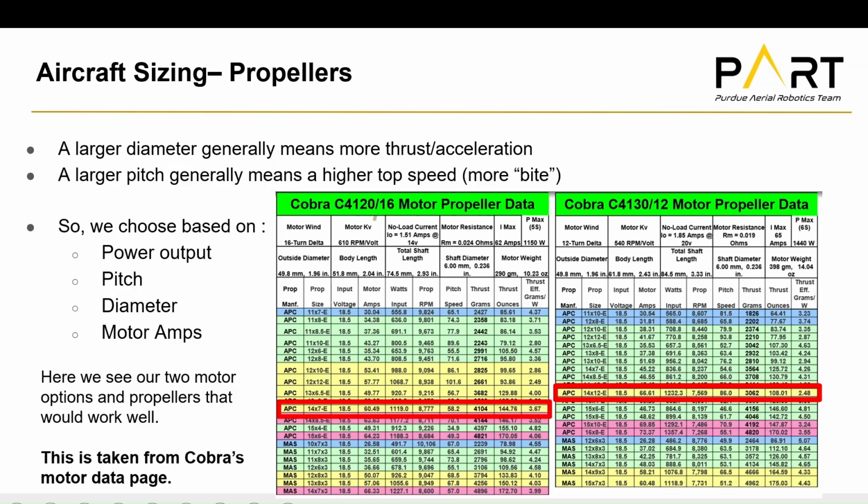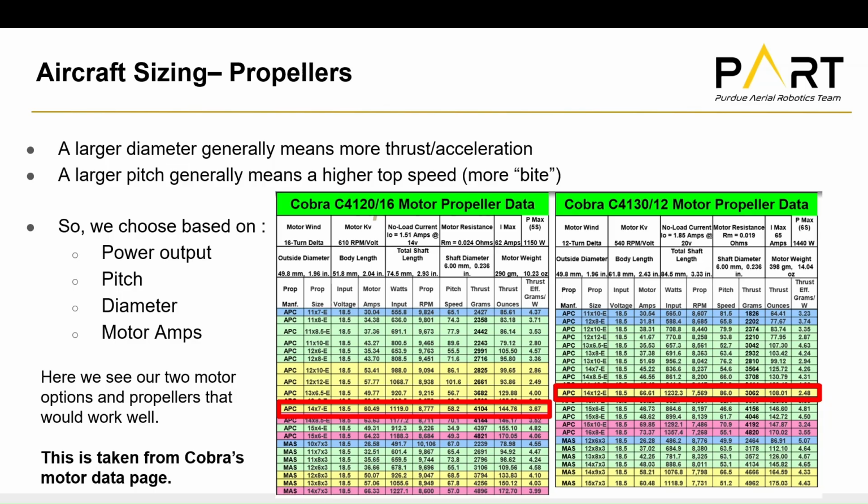First off, a larger diameter propeller generally means more thrust and acceleration, right? And a larger pitch propeller means a higher top speed because it has a bit more bite, but they're a little bit less effective at lower speeds. So if you have a slower plane, you want less pitch. If you have a faster plane, you want more. And we will see how that actually plays out in these charts, okay? So we want to choose based on our power output, our pitch, our diameter, and our motor amps, right?